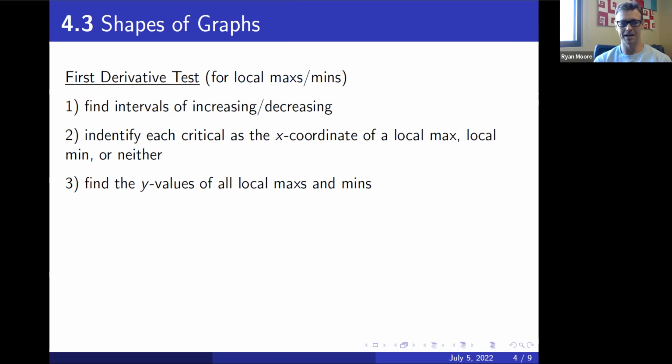Once we have those identified, we're just looking back at our domain line and our pluses and minuses on that line, and we can identify those. And then number 3, we're going to find the y values of our local maxes and mins. So we know the x coordinates, then we'll find the y coordinates, and that will be the full point, which will give us the local max or min. So let's do that for the example we were just working with, 2x cubed plus 3x squared minus 12x.